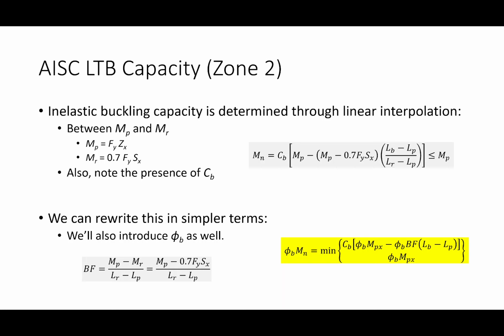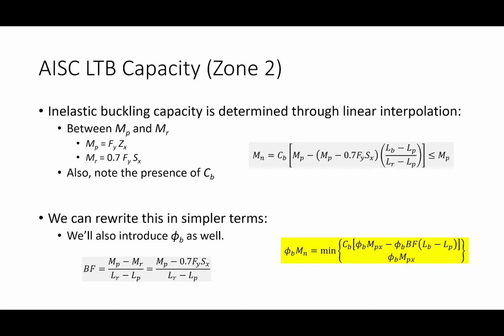So how do we calculate our capacities? Well, zone 1, I don't have a slide on zone 1 because the capacity is just Mp. It's just Fy Zx. So what about zone 2? Okay, so I have two equations here, and I want to be clear as to what I mean. This equation up top is what you get right out of chapter F. So if you open up the spec, go to chapter F, that's the equation that's going to be listed there. That's not the one we're going to use, though.